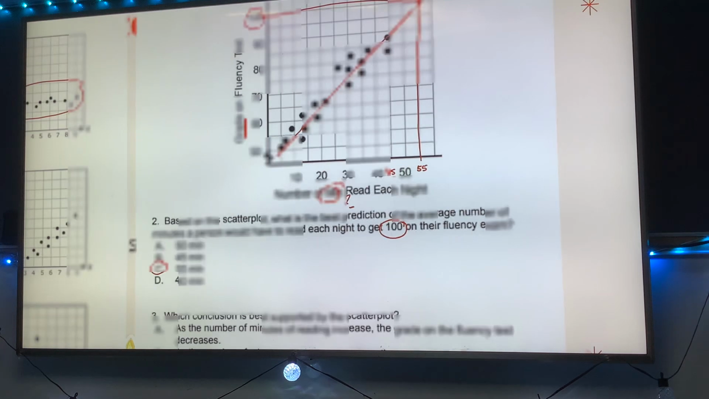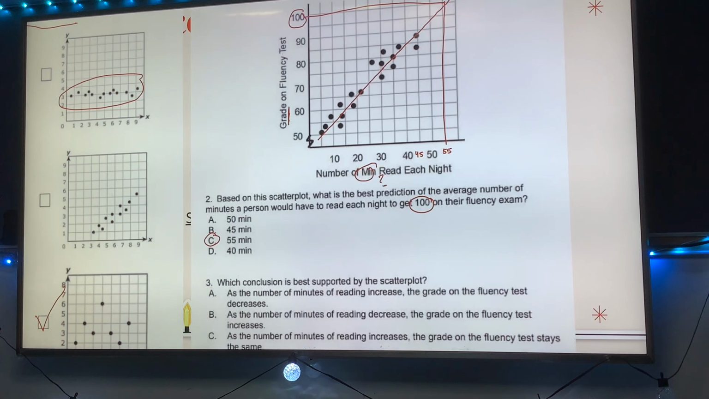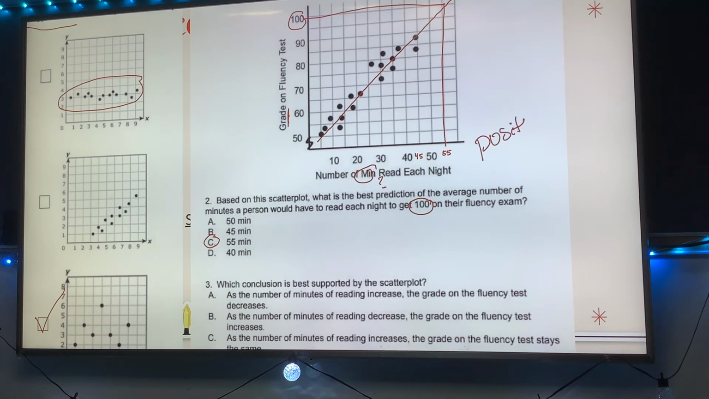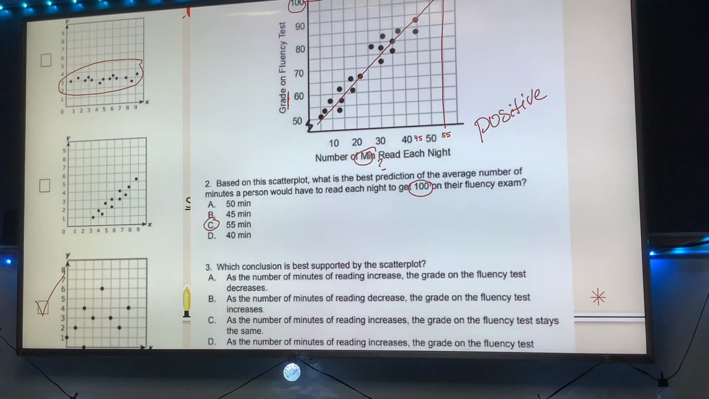So now let's look at this graph again for this information and think about what we did on Thursday. Write a conclusion. Which conclusion best supports the scatter plot? So let's talk about this. Is this a positive, negative, or no correlation? It is a positive. So when it is a positive, I need my two words to say the exact same thing. This one says the number of minutes of reading increases as the grade of the fluency test decreases. That would be a negative slope.